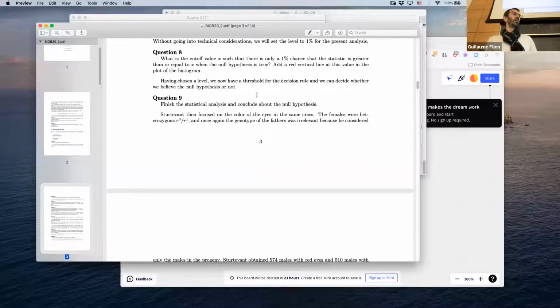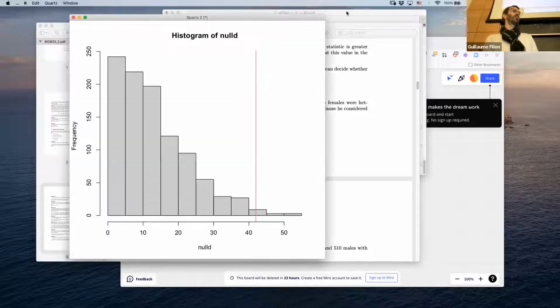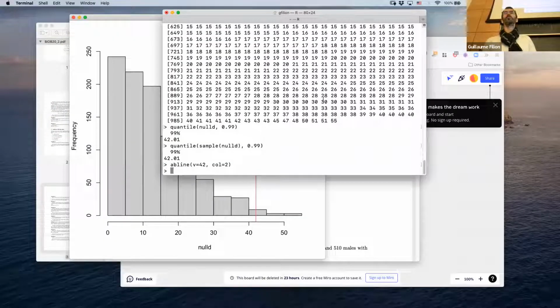Having chosen a level, we now have a threshold for the decision rule, and we can decide whether we believe the null hypothesis or not. Question 9: finish the statistical analysis and conclude about the null hypothesis. So, what do we conclude? How do we conclude, actually?